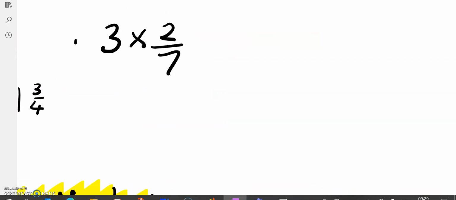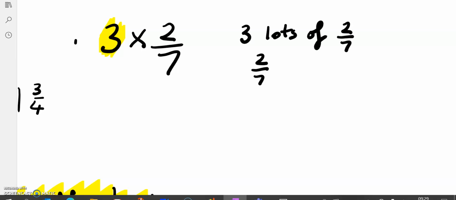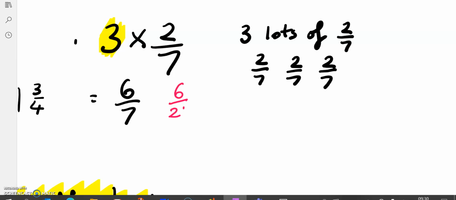And finally, we've got 3 multiplying 2/7. Do you notice how this is a whole number? We've got a whole number multiplying this fraction. There's another way of saying this. I could write this as 3 lots of 2/7. And if I say it like that, that's 2/7, 2/7, and 2/7. Altogether, I've got 6/7. So if we're ever multiplying a fraction by a whole number, that whole number just multiplies the numerator. 3 times 2/7 is simply 6/7. It is not 6/21, because it's just how many of that name do we have? So that is not the answer. The answer here is 6/7.